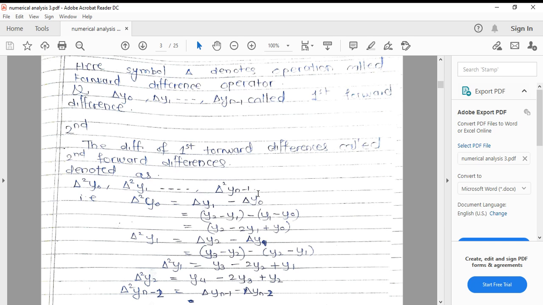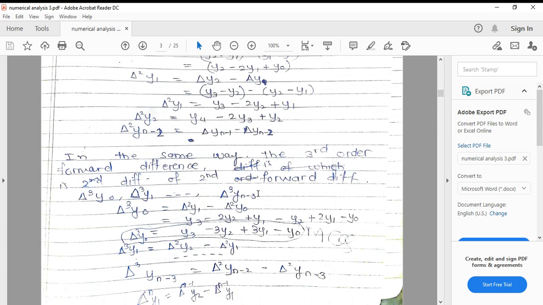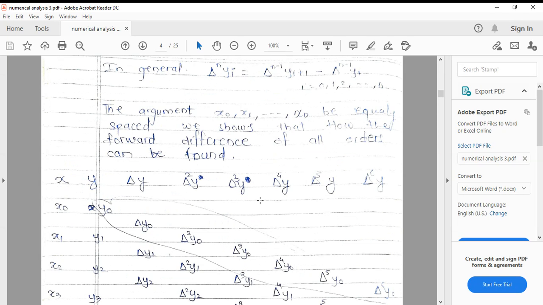As we increase the order of our differences, that is first order, second order, third order, the number of values we get will be fewer. So in the third difference, how many values will we get? Delta cube y naught, delta cube y1, and so on, up to delta cube y n minus 2. Right. In this way we can find the answer.